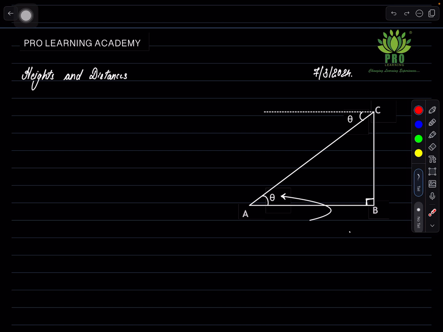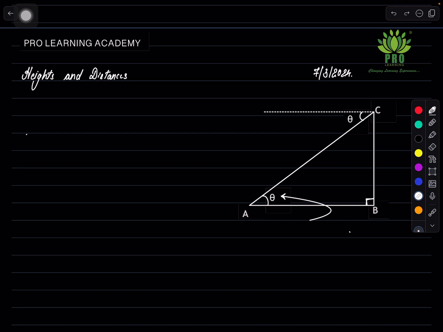Since we have considered our initial arm as arm AB and arm AC is our terminal arm, our angle is in this direction. So this angle, which is angle A, has been considered as angle theta, the Greek letter theta. Here we want to talk about trigonometric functions. The most basic trigonometric functions that we have are sine, cos, and tan.